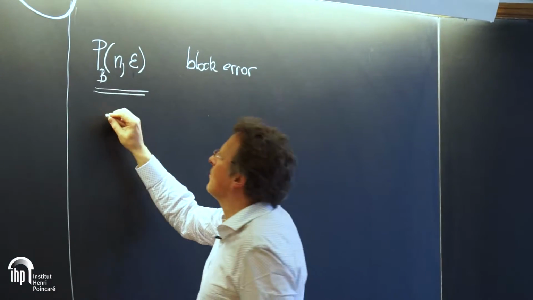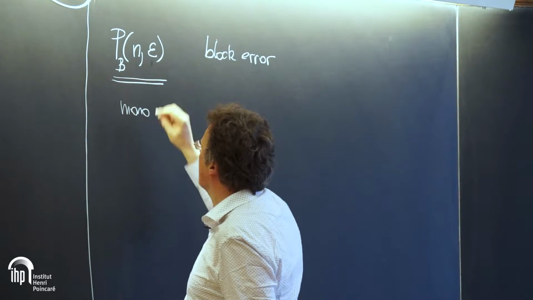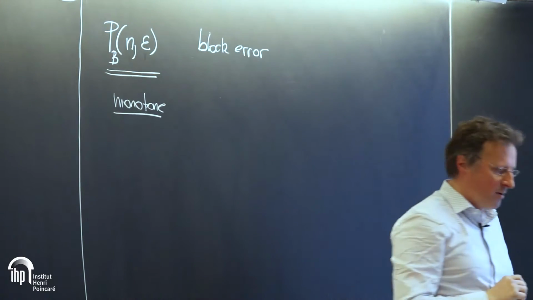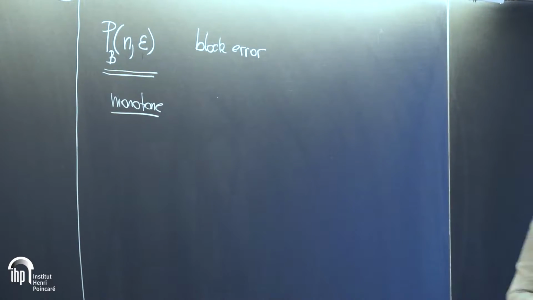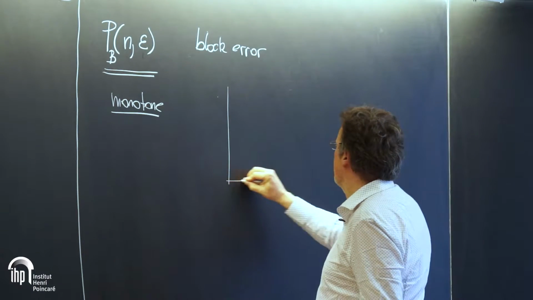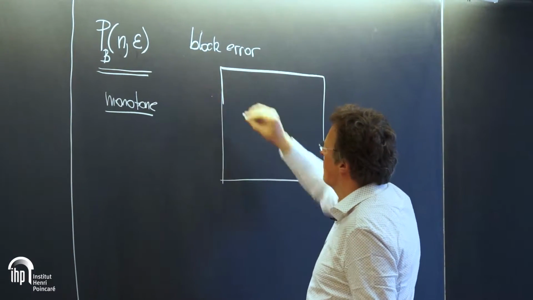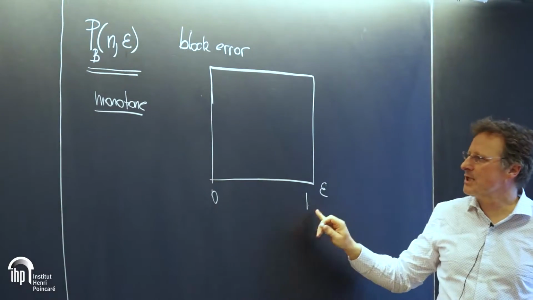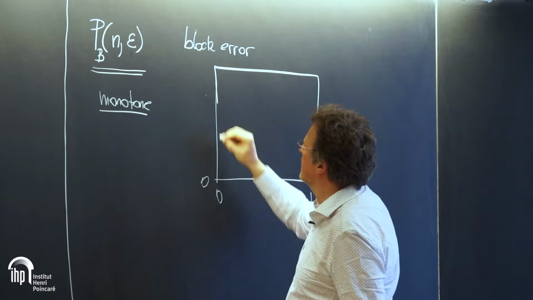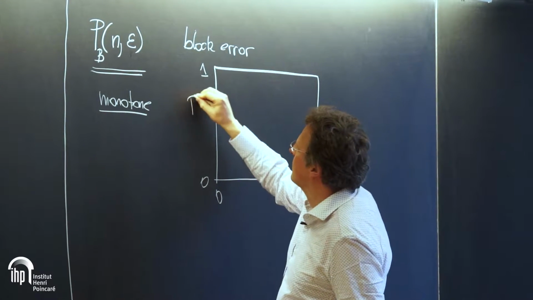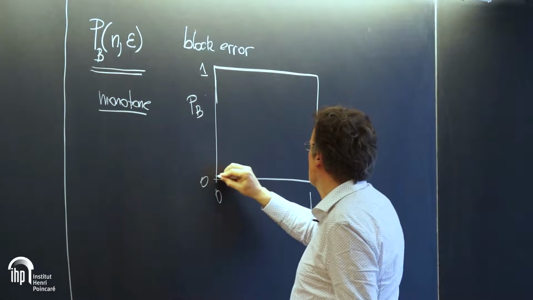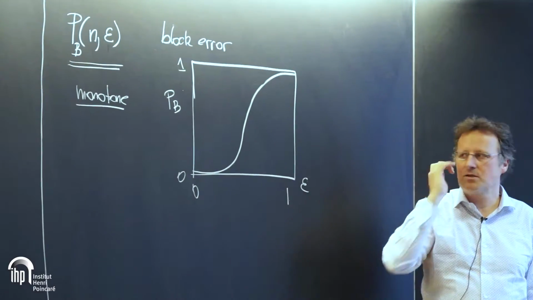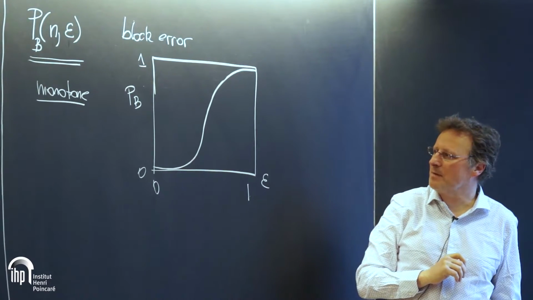So where the block error probability is natural, it is monotone, meaning that if the channel becomes worse, the block error probability increases. So we would have some kind of curve. I'm typically going to draw boxes like this. This is epsilon, from perfect channel to useless channel, and this is perfect decoding to useless decoding. We might want to plot this here, so we would have some kind of increasing curve as a function of epsilon, for a particular n.